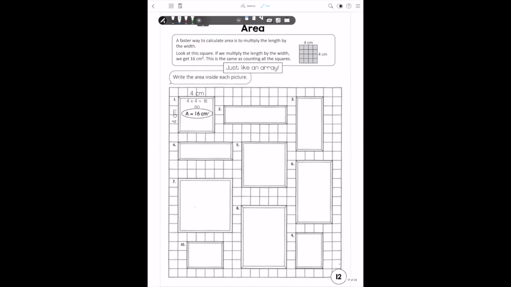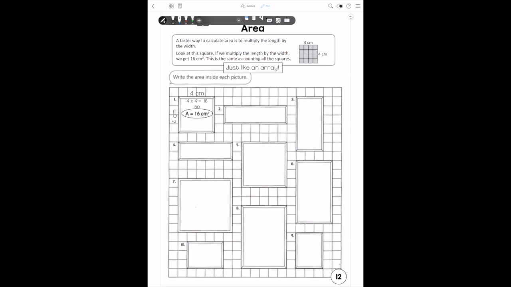All right, on the next page is when it gets a little bit trickier, but we're going to use our knowledge on arrays and multiplication. Okay, so all you have to do is calculate using the sides to calculate the area.